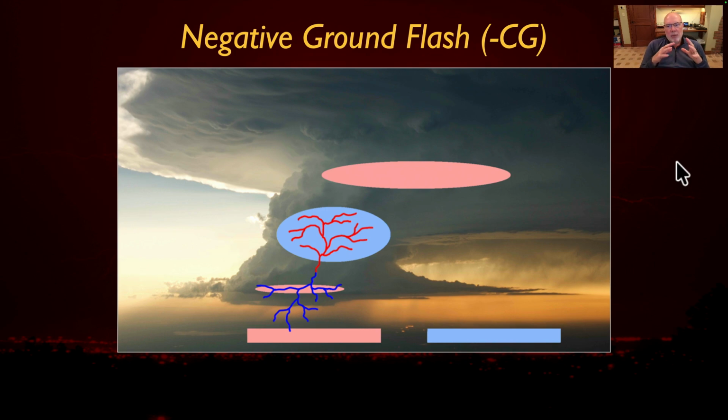So now that we talked about cloud flashes, let's talk about ground flashes. And the most common type of ground flash is the negative CG, or negative cloud to ground lightning flash.